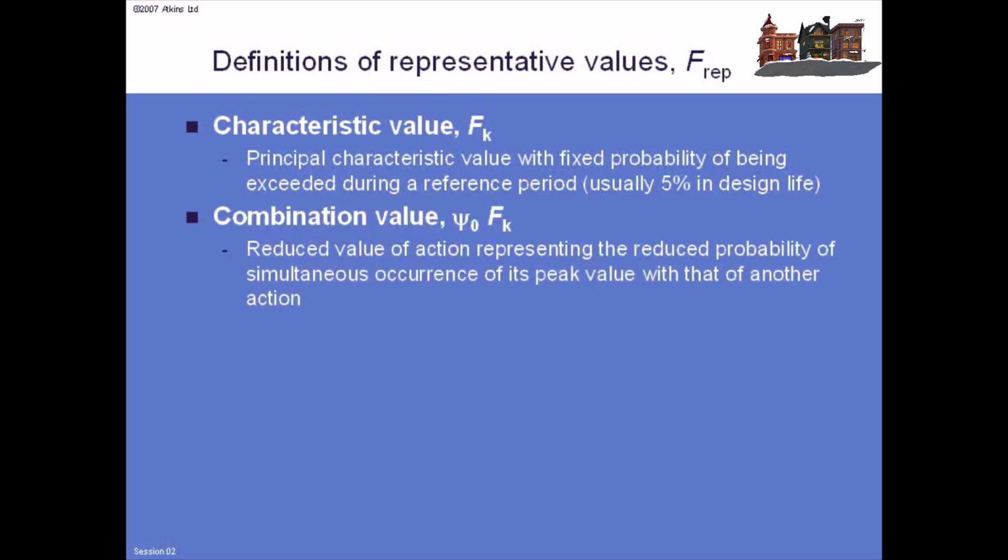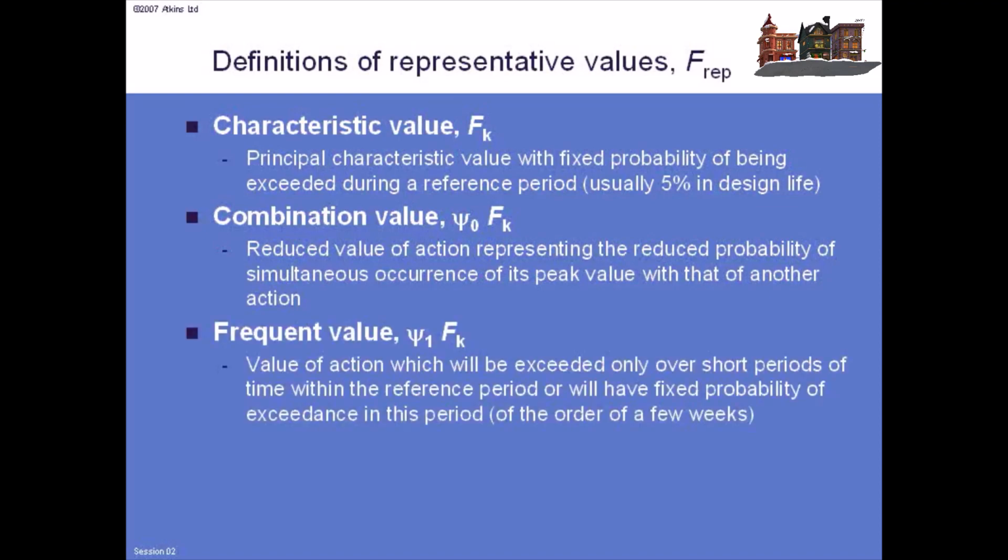Sticking with that analogy, if I've got wind as well, wind is not going to have its full 5% fractile value at the same time, because that will not happen on probabilistic bases. So we need to reduce the value of wind in combination. And we do that by multiplying its full characteristic value that we've calculated from Eurocode 1 by a reduction factor, psi naught. And psi naught is called the combination factor. And that's given to you in Eurocode 0 and in the national annex to Eurocode 0, which varies that value in some situations. So those two are really what you typically need for the ultimate limit state.